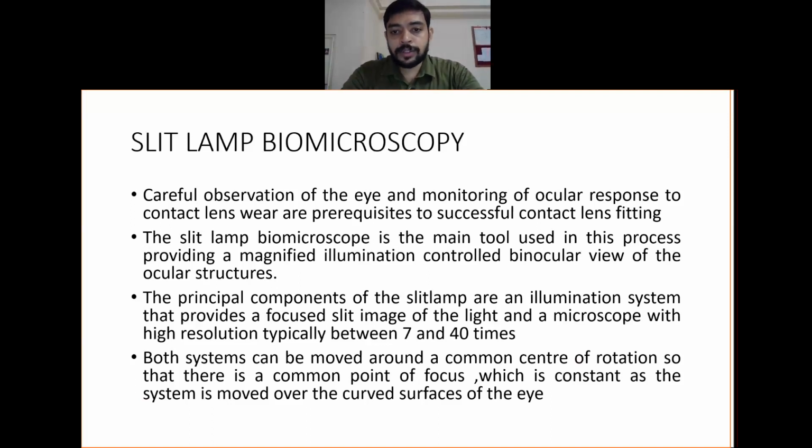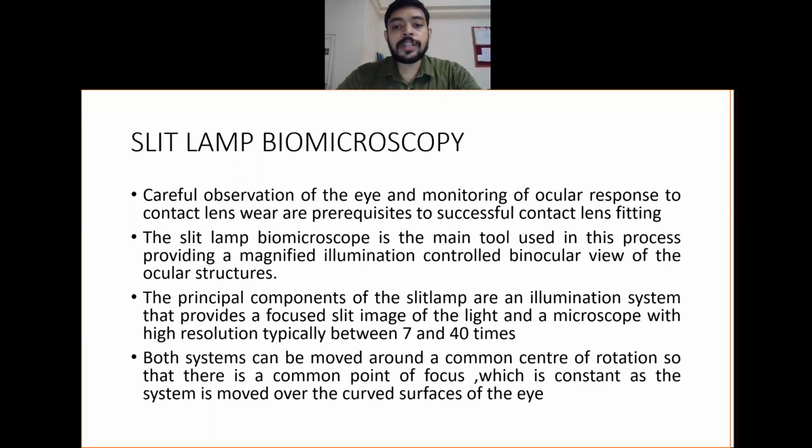The slit lamp biomicroscope is the main tool used in this process, providing a magnified, illumination-controlled, binocular view of the ocular structures. Over here, what we are achieving is projecting a precise slit beam onto the patient's cornea. Along with that, we can observe the structures in a magnified format so that we will be able to differentiate the epithelium as well as Bowman's layer in a better manner, or the surface will be more prominent to observe.